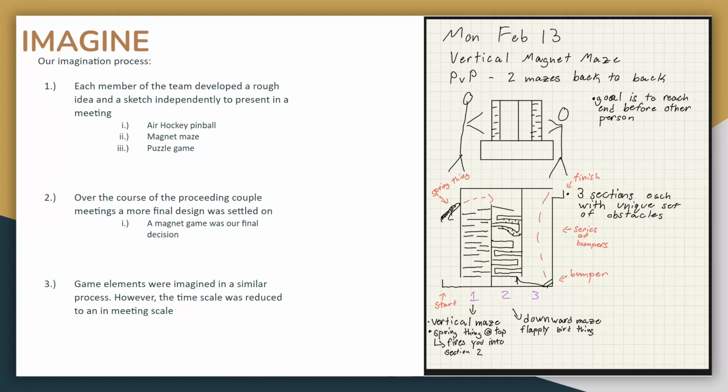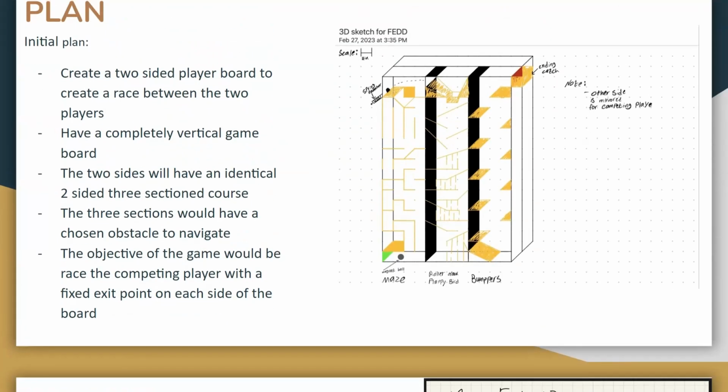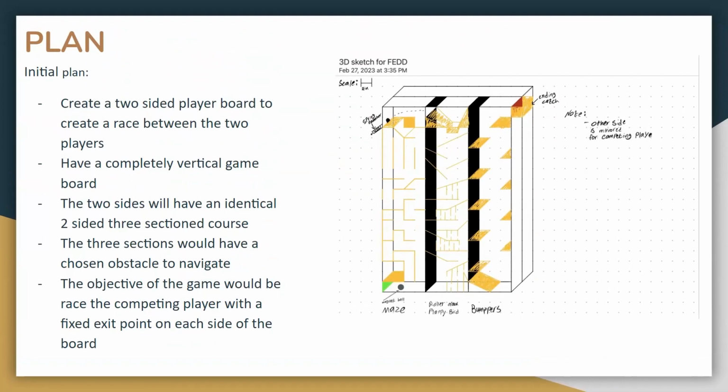After settling on this magnet maze, our original idea was just one large maze in which players would have to navigate to the end. Realized this was just not as fun, so that's how we settled on our 3-section design, which we wound up going forward with to the very end. Thank you. So moving forward here, my name is Billy. I'll be presenting the planning part of our project. So initially we planned to create a 2-sided game board for one player on each side.